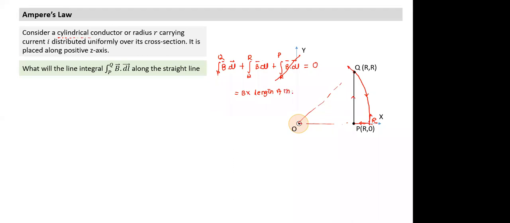Will it be positive or negative, this term here? Since B is in the direction Q to P and we are traversing in the reverse direction, it will come negative. So if I write this term here, it is negative, and if I bring it to the other side, that's one way of solving. Can anyone think of some other way?